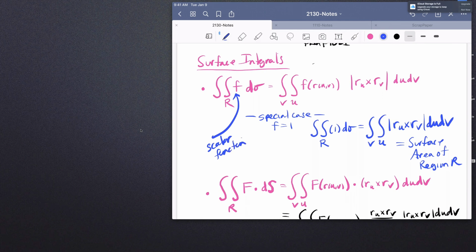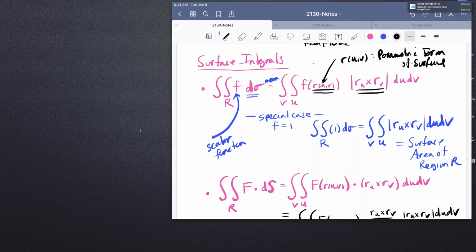There's a scalar function, and we have a new notation d sigma, and the actual meaning of this integral is that we need to find the scalar function. The key idea here is we need this parametric form r of u, v, a parametric form of the surface. Once you have that parametric form of the surface, you can compute the partial derivatives of that function.